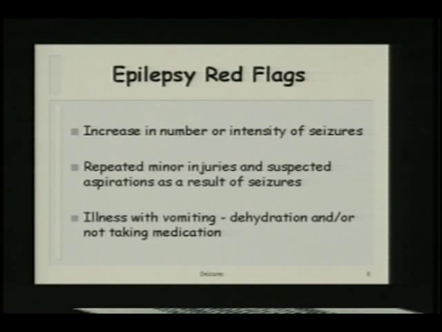They may have illness with vomiting, which can lead to dehydration, or they may not be taking their medications. With vomiting, they may be vomiting their medication, or they may be vomiting enough fluid or stomach contents so that their medication is no longer diluted in the normal amount that's expected in the body. And individuals not taking their medication pose a particular problem too.